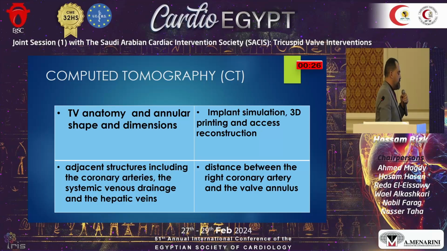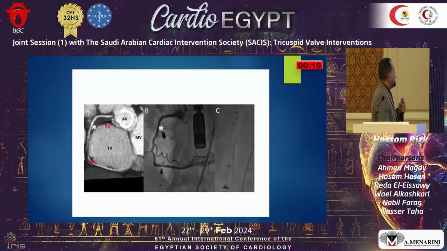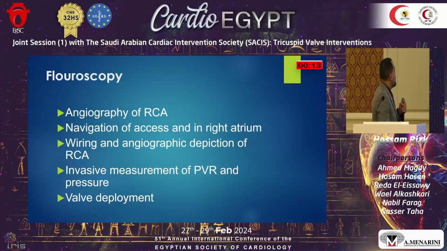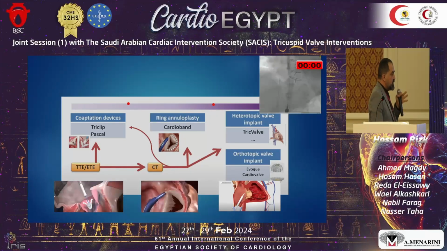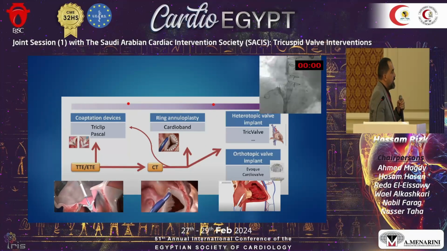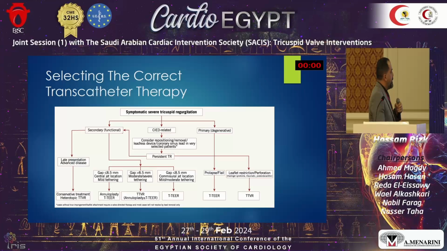CT is very important for the assessment of the right coronary anatomy regarding the annulus, for the simulation of the device that we have to insert regarding the replacement. For the fluoroscopy, it's very important to guide for the RCA and also for the invasive assessment of the pulmonary artery pressure. Transthoracic is essential for the TEER. CT is essential for the Cardioband and for the heterotopic and orthotopic valve implant.